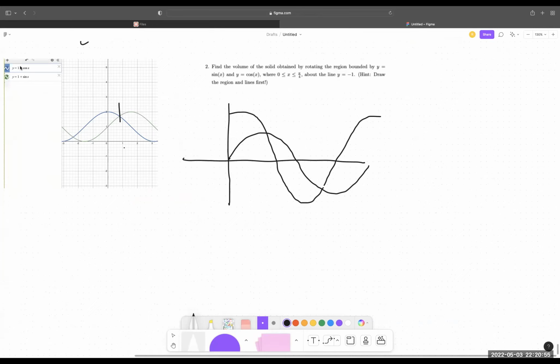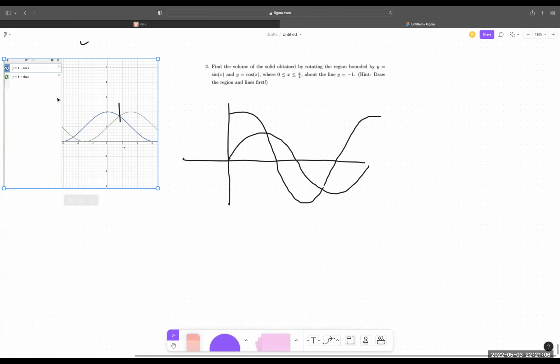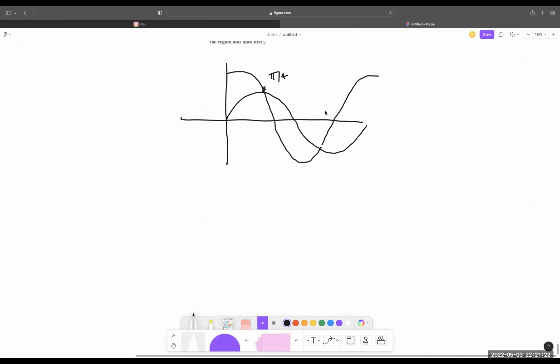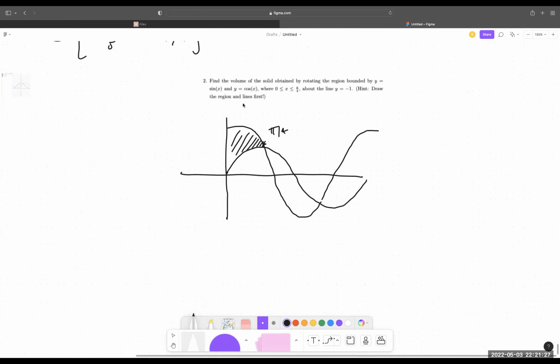I actually added one here. I'm not sure why. I was thinking about something, but nonetheless, this is sort of a misleading image. But the image that I've drawn is essentially what we should be following more closely. The idea is that this pi over 4 is here, and we're rotating that region. We're not just rotating it about the x-axis. This time we're rotating it about y equals -1.